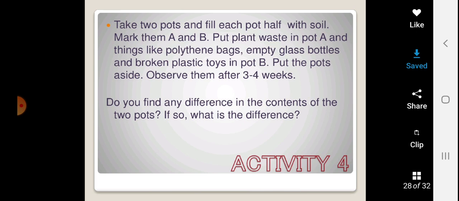Yes, this is a very important activity. You know, in pot A you have kept plant waste, and in pot B the things like polythene bags, empty glass bottles and broken plastic toys. So you might see the difference in degradation by the decomposers in both pots. The one with the organic matter will decompose faster with the help of microorganisms, but the one which contains the plastics will not show any degradation, so those items will remain as they are.